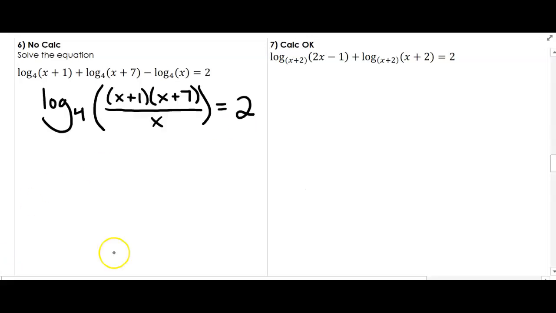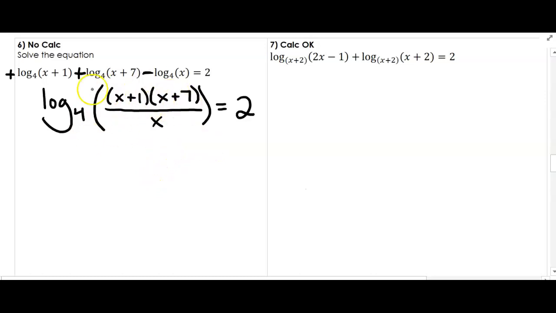And so, according to my log properties, I say, hey, if I have logs that are being added together, right, if those logs are positive out front, and I notice that that is the case for these first 2 logs, when I condense them into a single log, both of those arguments are going to be multiplied together in the numerator of my new argument. X plus 1 times x plus 7. I see that happening here. Because this third log has a negative out front, that means it's going to be division, which throws that argument of x into the denominator of my new argument. We practiced this. We felt good about it.